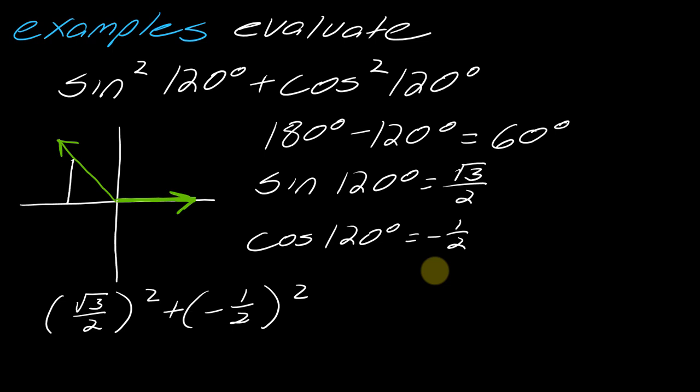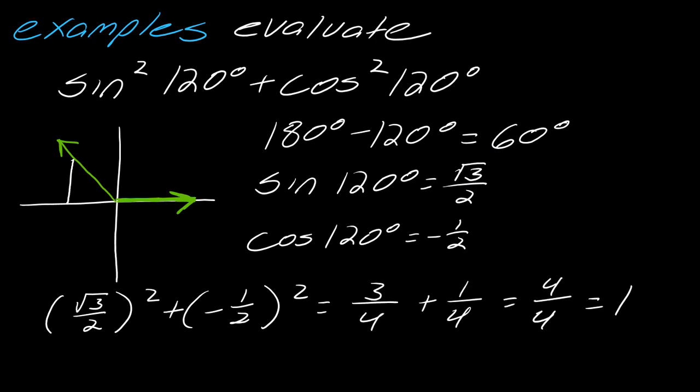And so now I can plug those into this equation and just square those values. This is supposed to be sine squared of 120 degrees and cosine squared of 120 degrees. I just square the two values that I found to get 3/4 and 1/4. And so that will equal 4/4, which is 1. So now we've got our final answer.